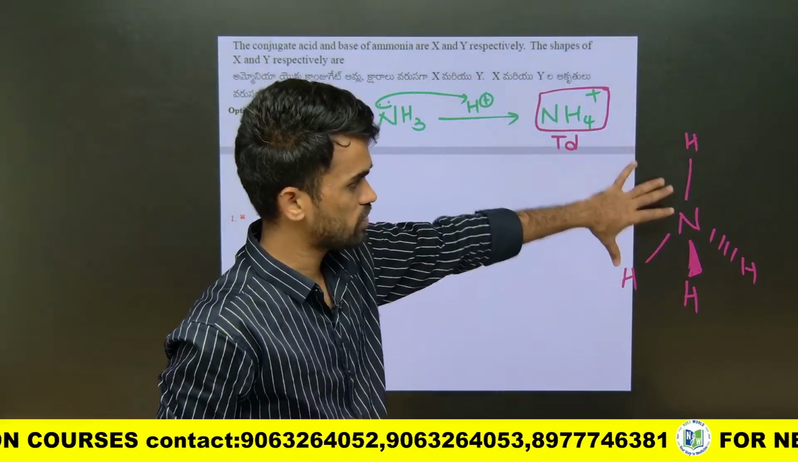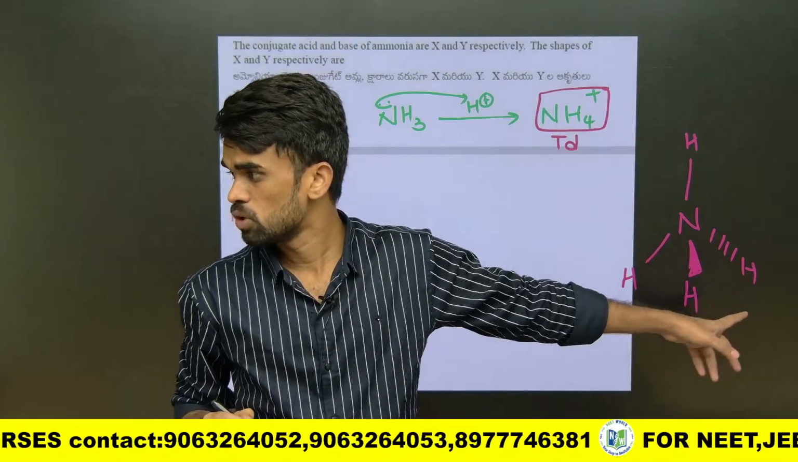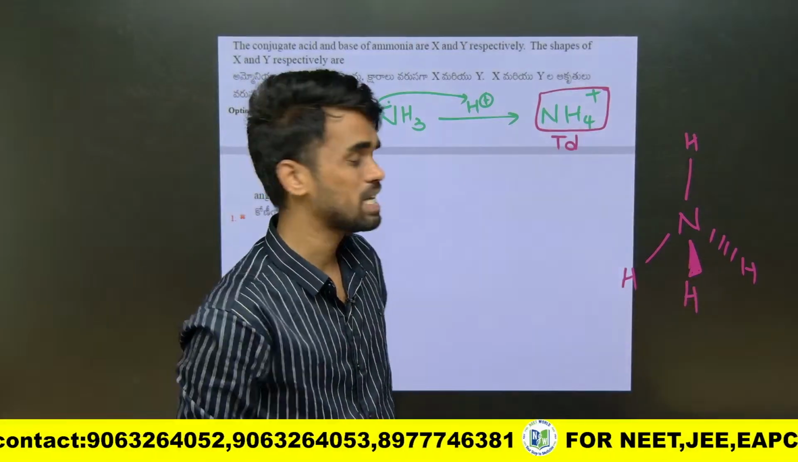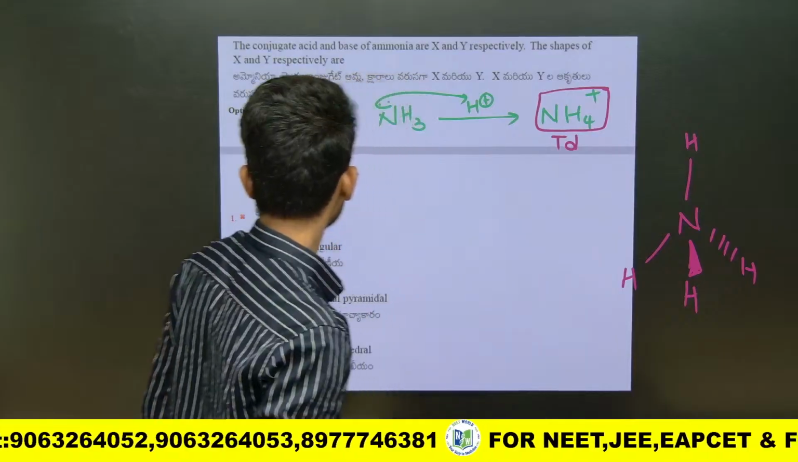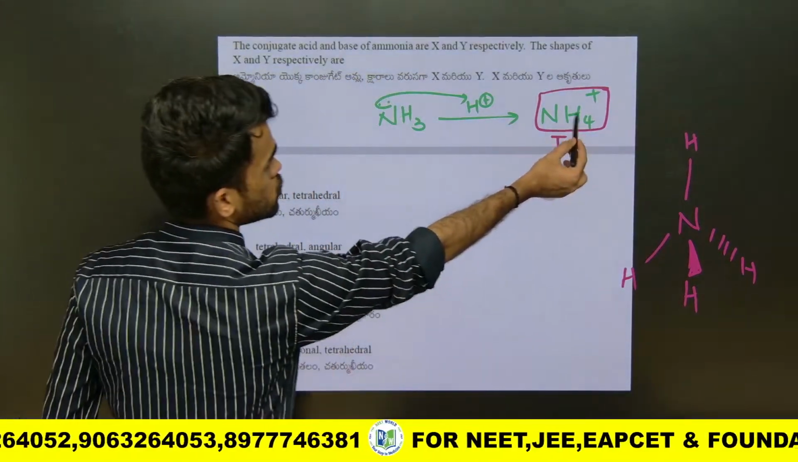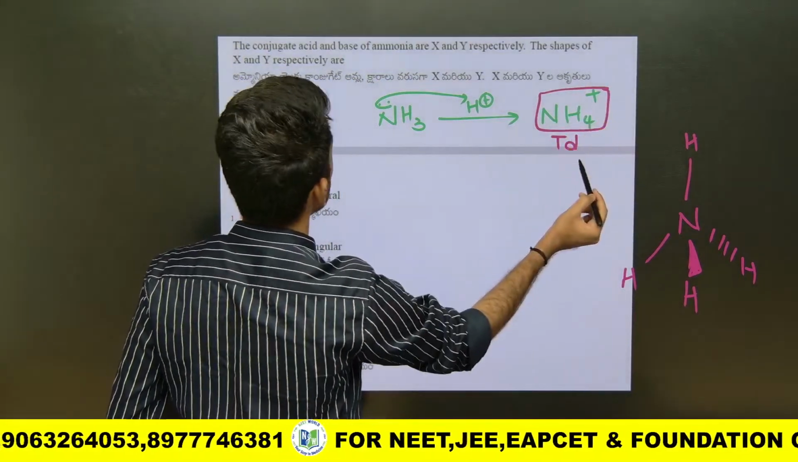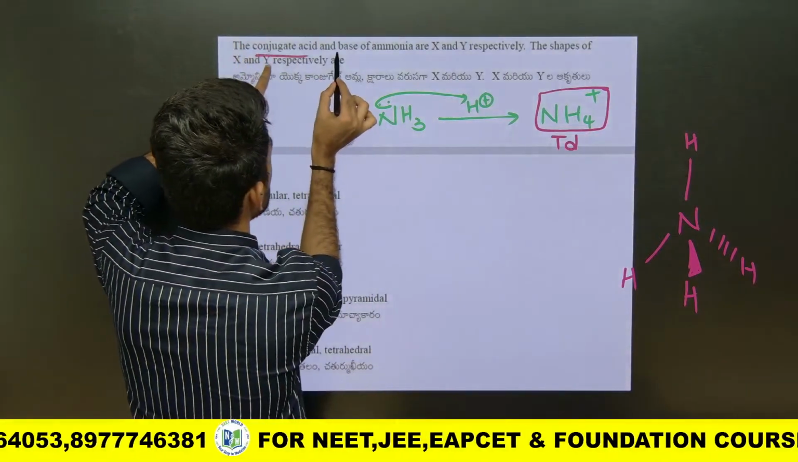So two hydrogens within the plane, one is above, one is below. So this is what the shape is called, tetrahedral shape. Okay, so now they are asking about the conjugate acid. See the shape of this conjugate acid, a conjugate acid and a conjugate base.